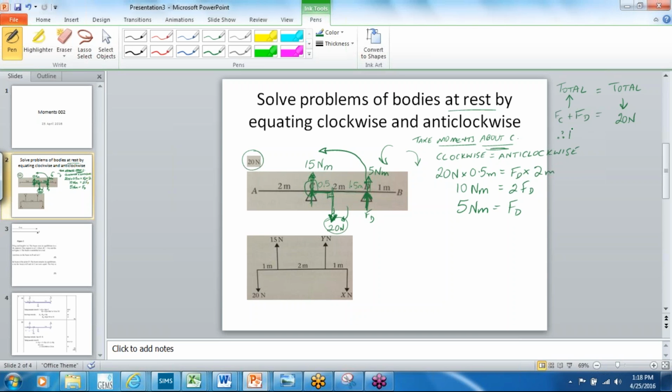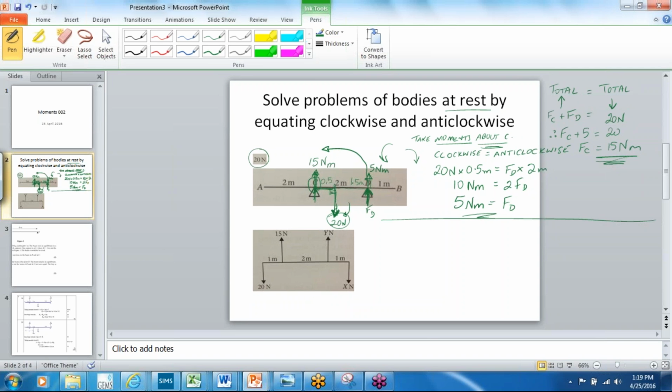Therefore, force at C will be 20 minus 5. And that is how we determine what is the force acting on each of these points. Because the mass is closer to C, the force here is greater than the force acting at D, which is further away.